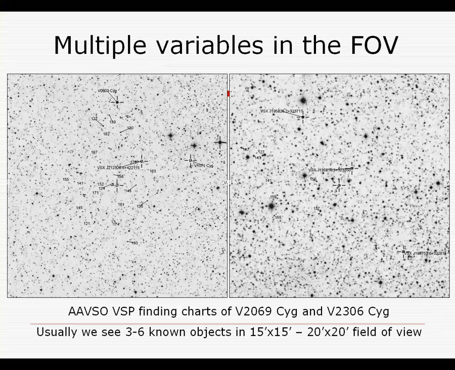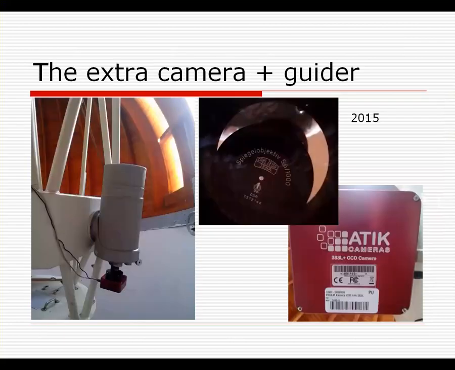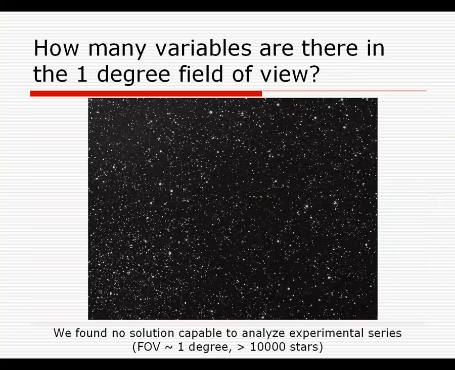So, starting from the task. Usually in the field of view around a known variable source, there are about 3 to 6 other known objects. This typical field of view is about 15 up to 20 minutes. Once during the observations, I had an unused camera, which was attached to the guider. Of course, not for guiding purposes, but for the purpose of obtaining an experimental series of images of a large field of view of the sky.